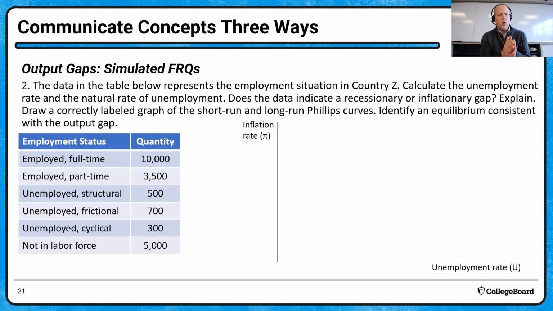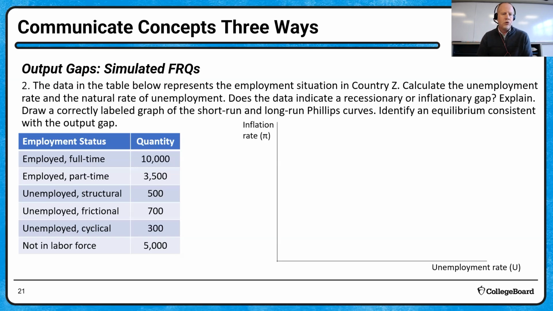Okay, so what do we have here? We have employment data. You have employed full-time, employed part-time. You have all three types of unemployment. Then you're told who's not in the labor force or how many are not in the labor force. If I'm given this kind of data, this is just my own suggestion here, you do what works for you, but I'm going to process the data first. I'm going to put it into categories.